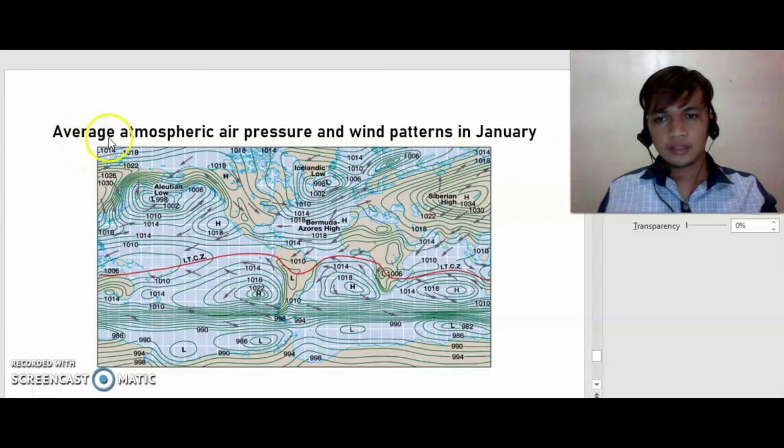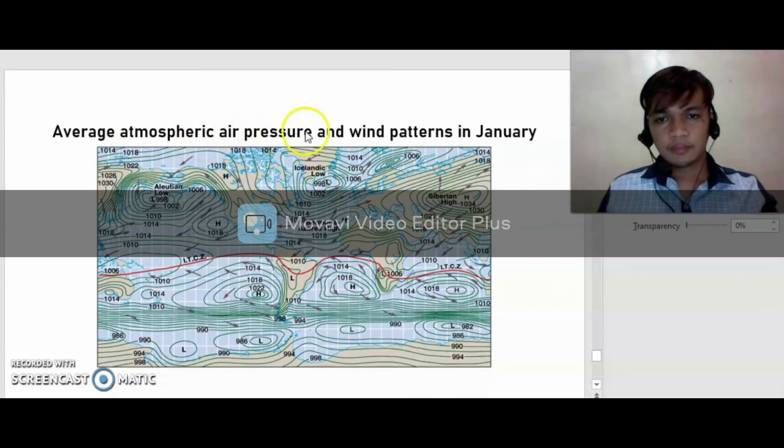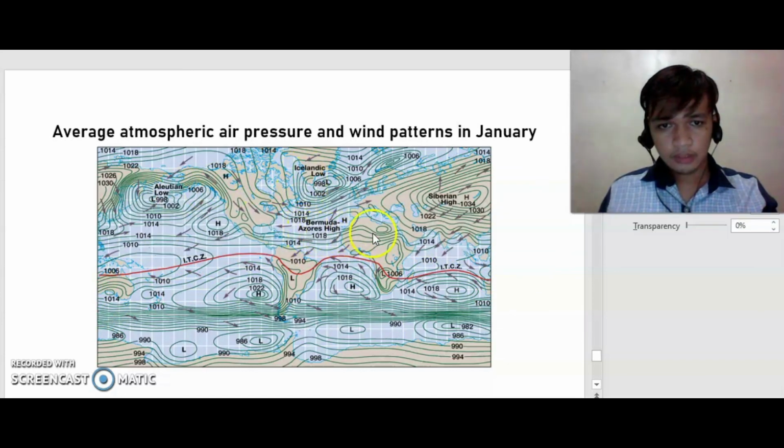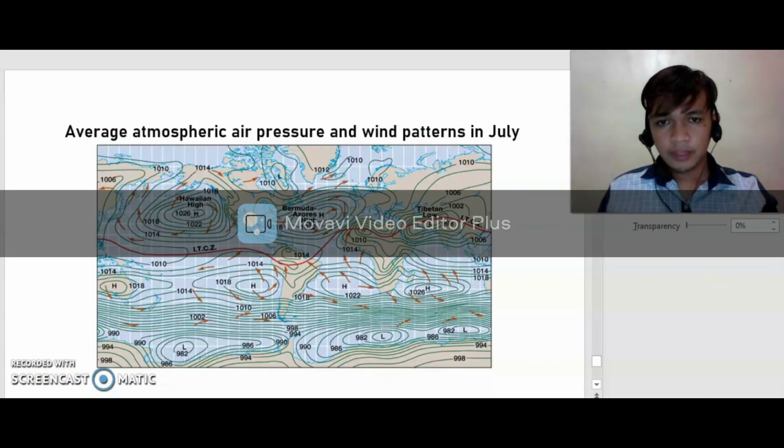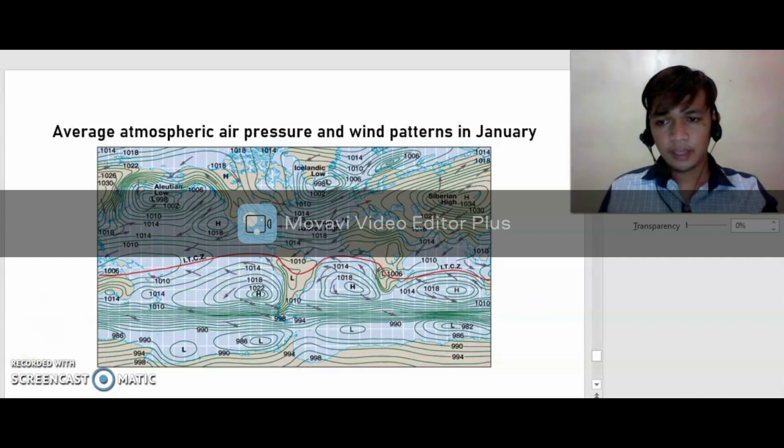Next slide is the average atmospheric air pressure and wind patterns in January. So I want you just to observe this one. You can just simply pause it, and you can see here the Aleutian, Icelandic low, Bermuda Azores high, and Siberian high, yung binanggit ko kaninang northern hemisphere semi-permanent cell. Ito naman yung atmospheric air pressure and wind patterns in July. So naiba siya compared to January. Ito yung January natin. Okay?